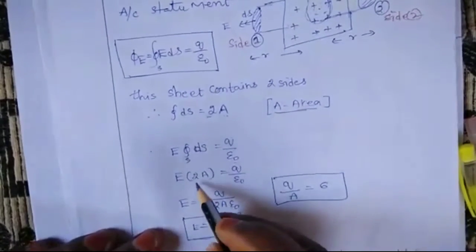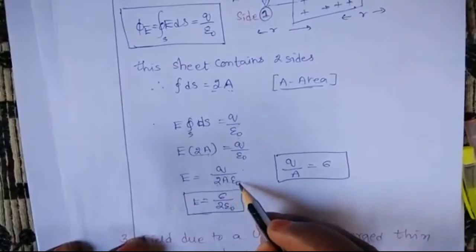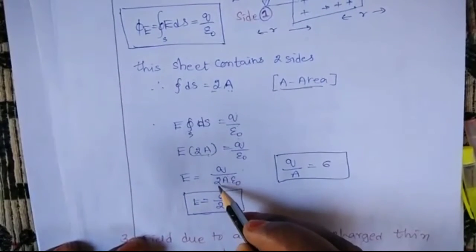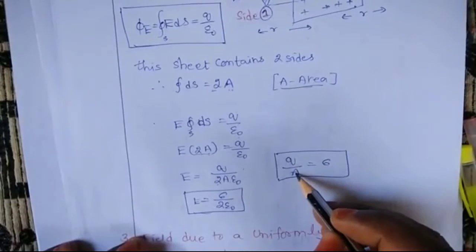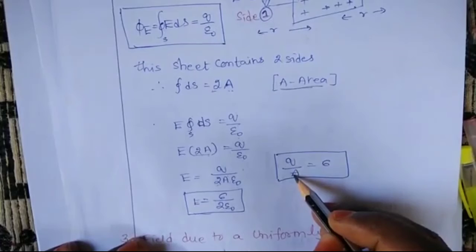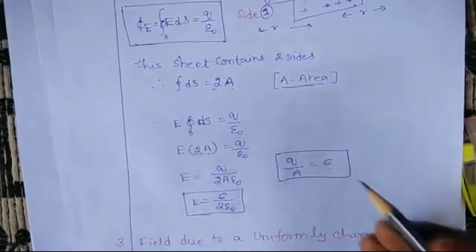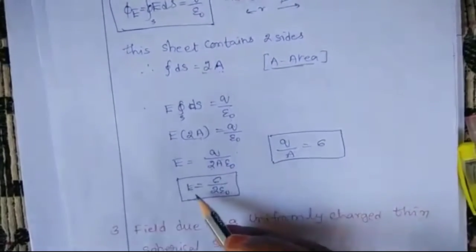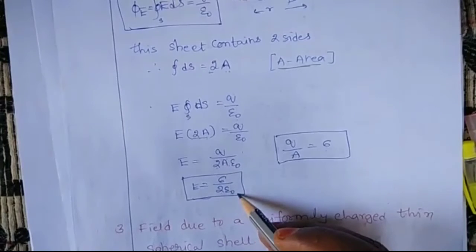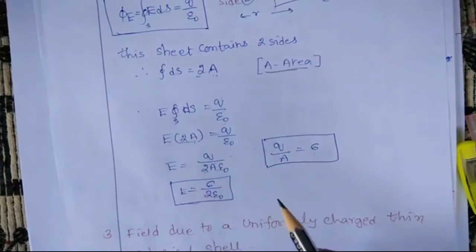Sending 2A to the right side, E is equal to Q by 2A into epsilon naught. Q divided by A is the charge per unit surface area, the surface charge density. Sigma indicates surface charge density. If Q by A is equal to sigma, we can rewrite this formula as E is equal to sigma by 2 epsilon naught. This is the electric field intensity of a thin infinite plane sheet of charge.